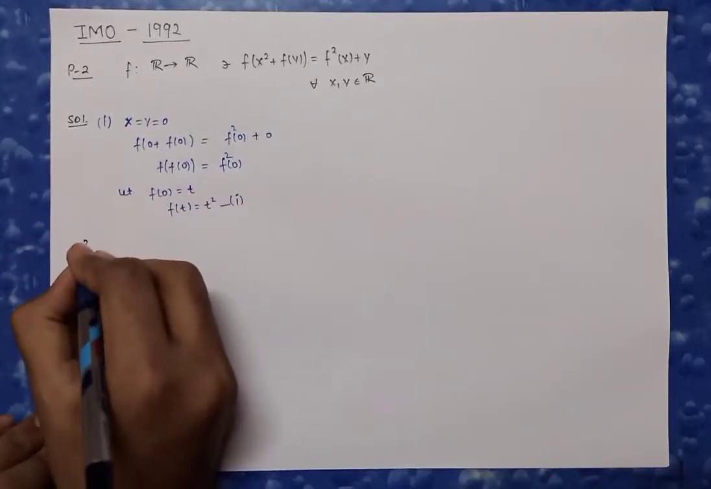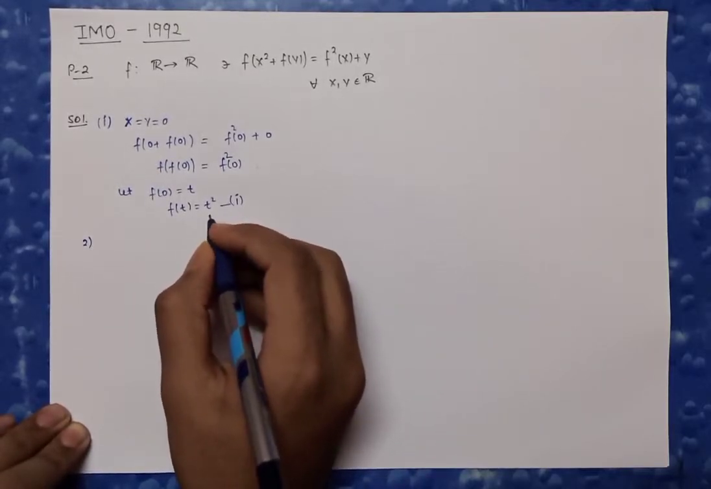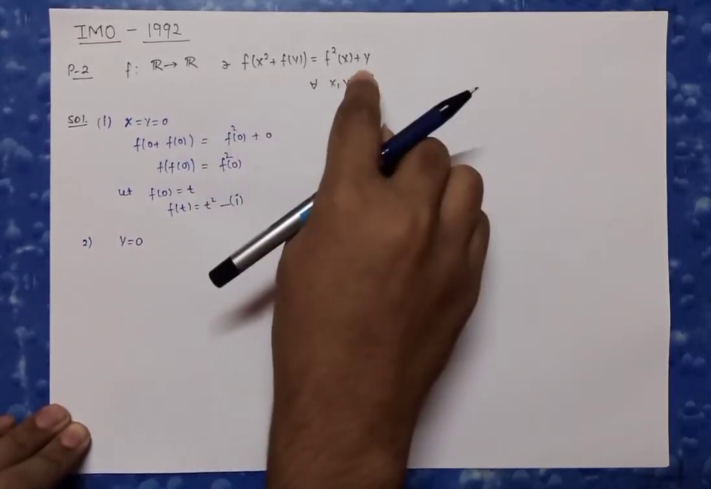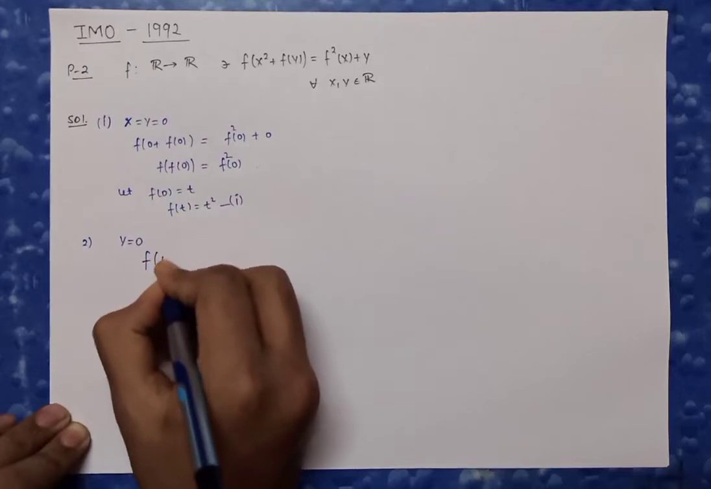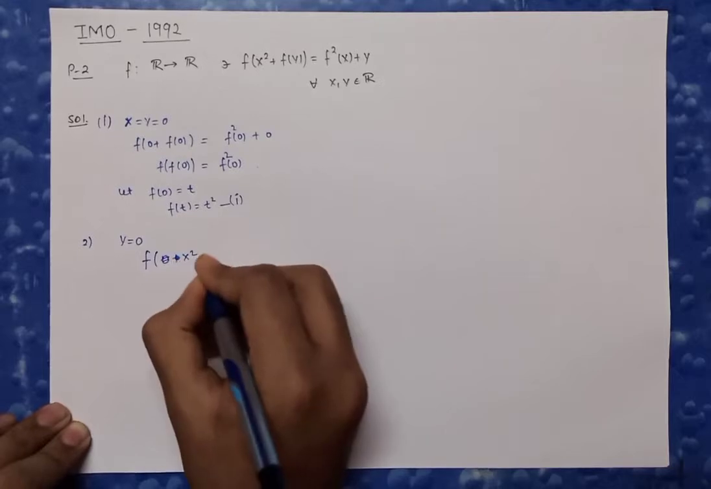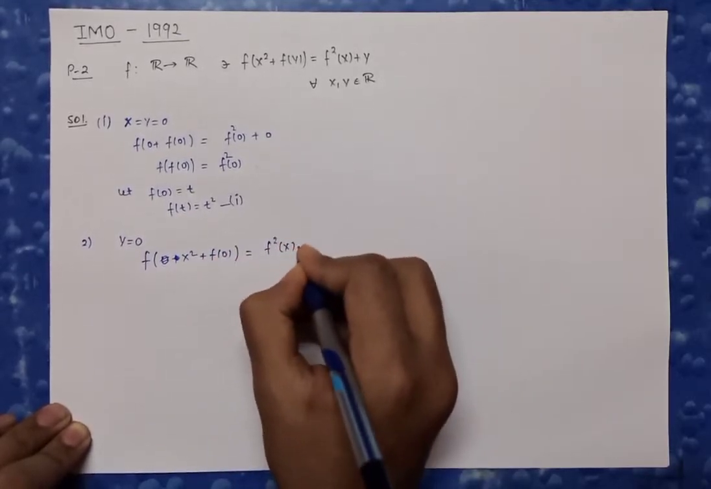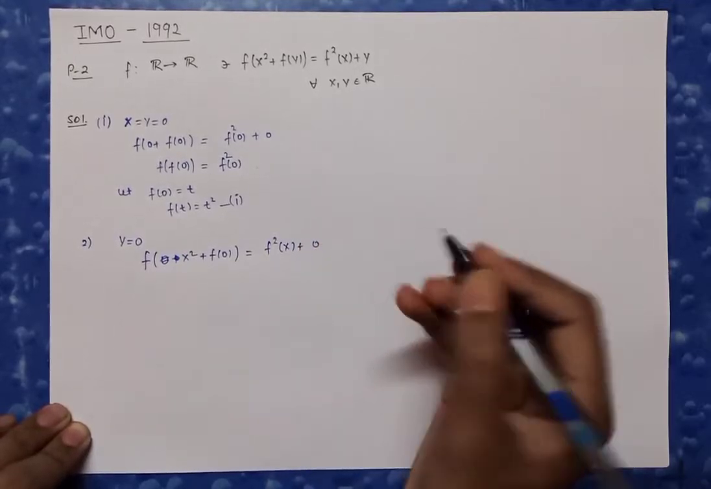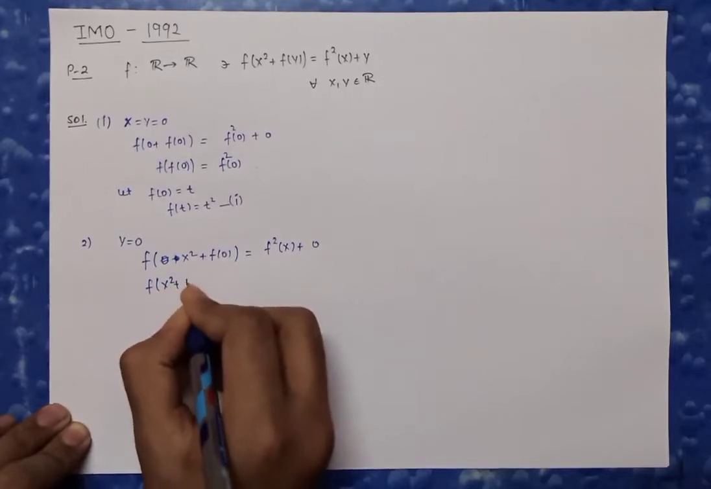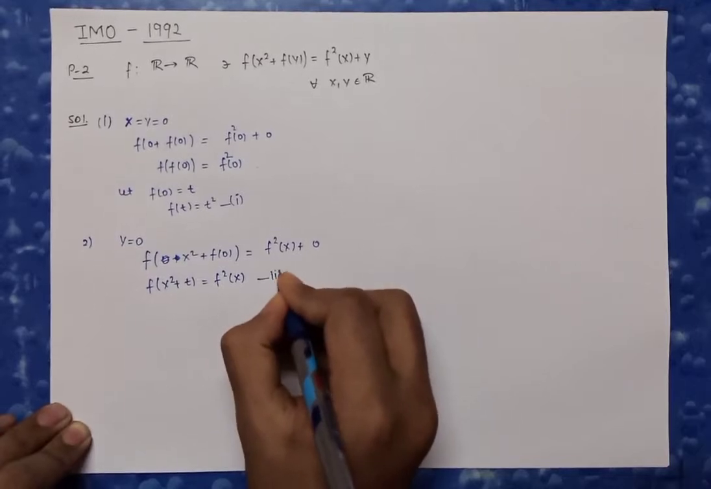This is our first equation which we have got. Now let's take step 2. In step 2, I am going to substitute only y equals to 0 in this mother equation. Then we get f of x square plus f of 0 equals f square x plus 0. F of 0 is nothing but t which we have taken. So f of x square plus t equals f square x. This is our equation 2.